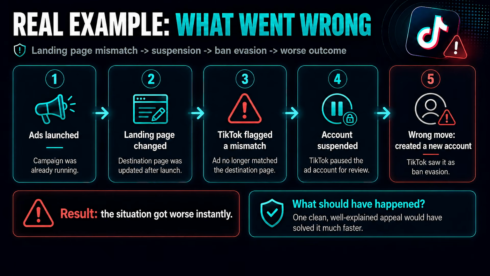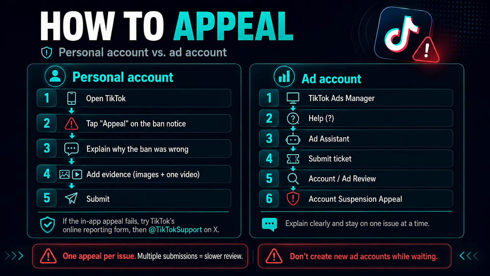Here is a quick example. Someone changed their landing page after launching ads, which caused a mismatch between the ad and the destination page. TikTok flagged it and suspended the account. Instead of appealing properly, they created a new account. TikTok saw that as ban evasion, and the situation got worse instantly. Now, instead of all of that, one clean, well-explained appeal would have solved it much faster. So if you are currently suspended, pause the video and check your deadline before doing anything else.